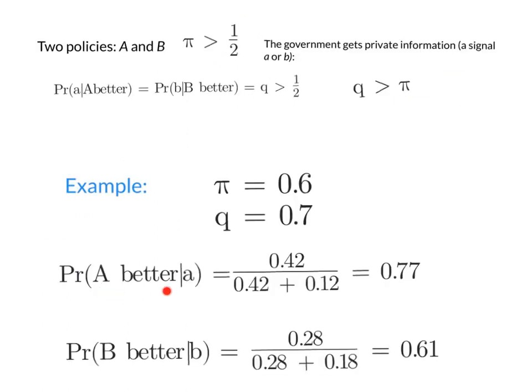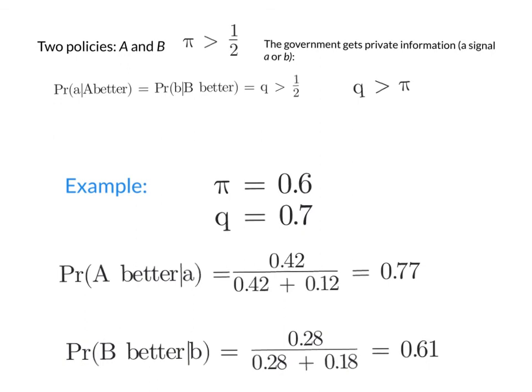So the probability that policy A is better, given the government sees signal little a, is 0.42 over 0.42 plus 0.12 or 0.77, which, as you would expect, is greater than 0.6. So the government's private information backs up the prior information. The probability that capital B is better, given the government sees little b, is given by 0.28 divided by 0.28 plus 0.18, which is 0.61.